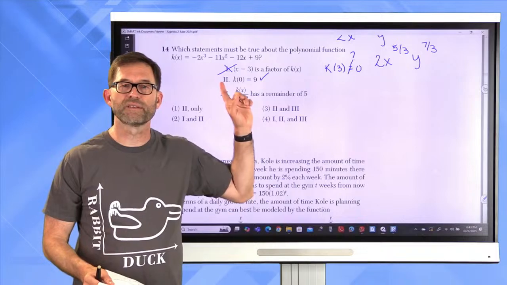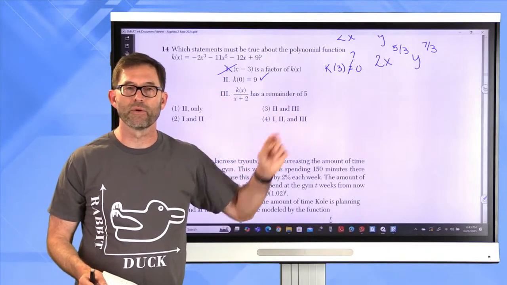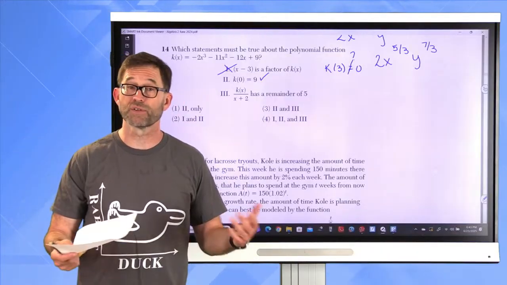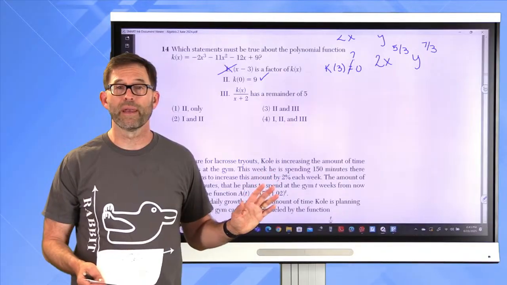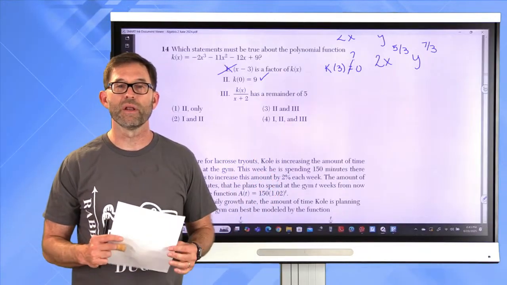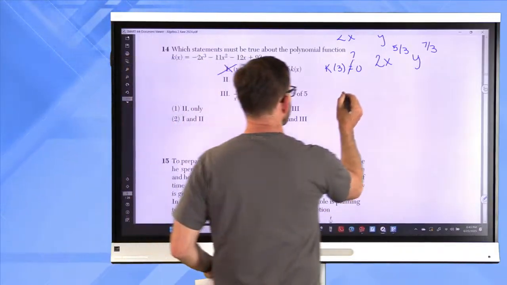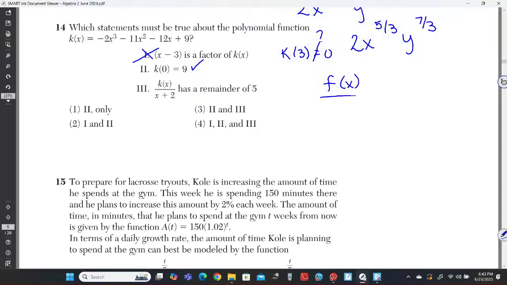Now let's talk about choice 3. When I have k of x divided by x plus 2, does it have a remainder of 5? You should have done something in this course called polynomial long division, which takes a while, all right? And we don't want to do that right now because this really isn't about polynomial long division, it's about the remainder theorem. If I take some polynomial, f of x, and I divide it by x minus a, then I will always get another polynomial plus a remainder divided by x minus a, and that remainder is always f evaluated at a.